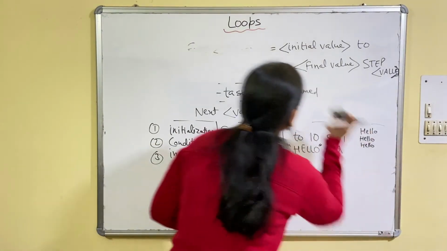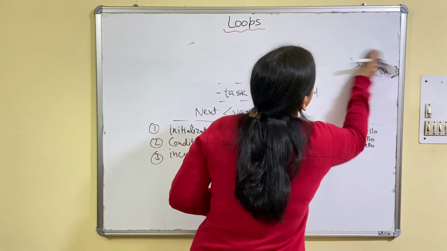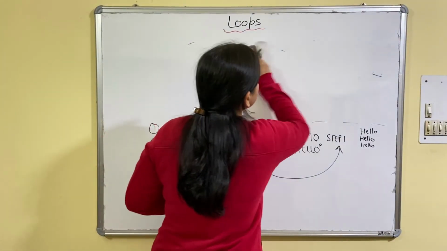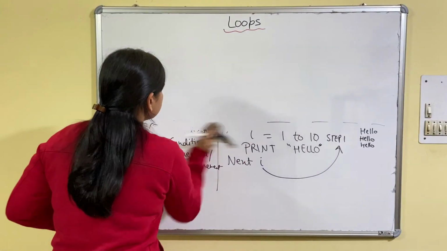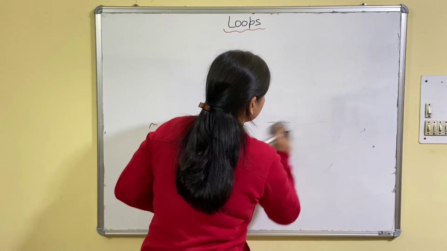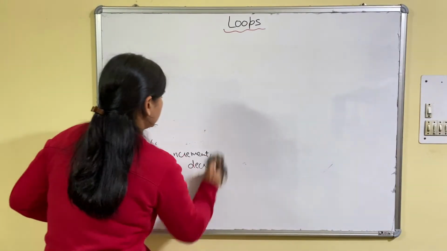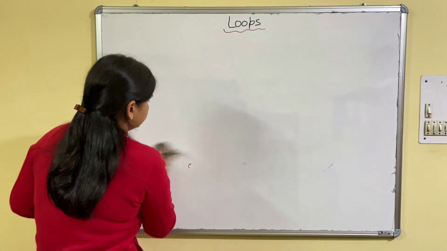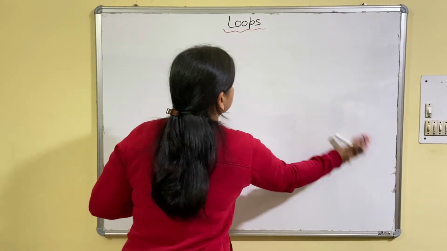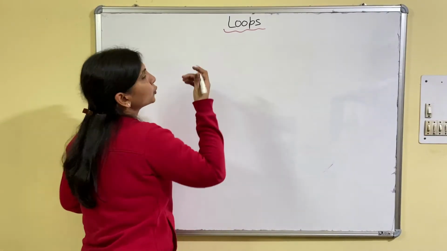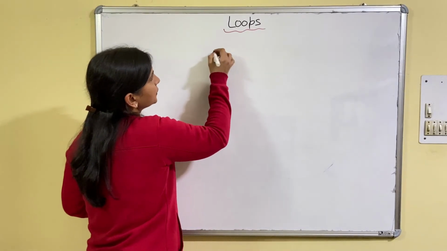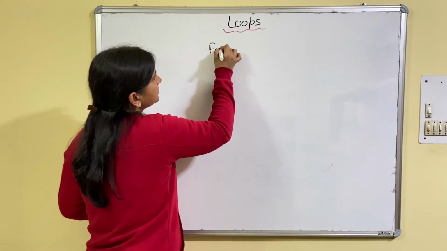Now we will print 1 to 10 numbers by using for loop. So very simple. With go to we have already done. Now we will see for next loop. So how will you print 1 to 10 natural numbers by using for next? For that you will use for.